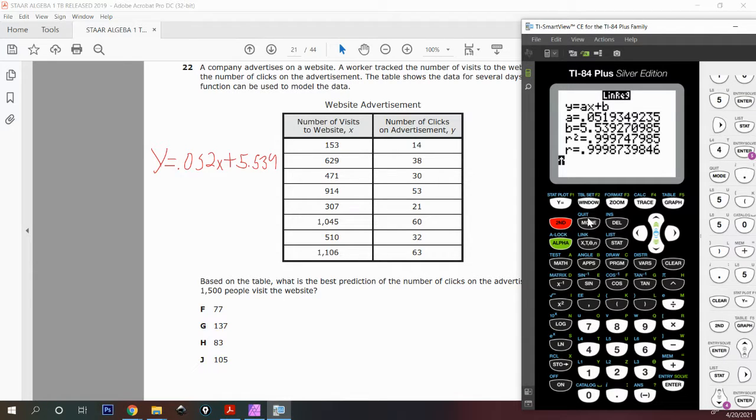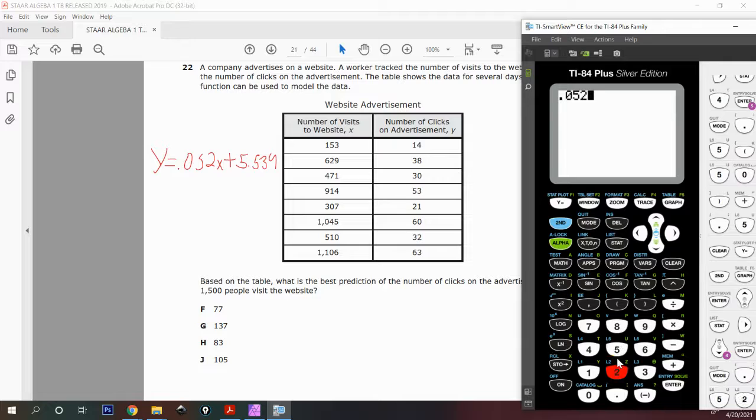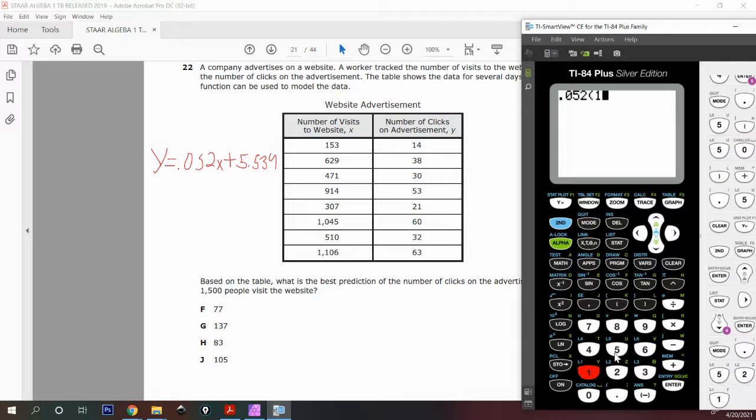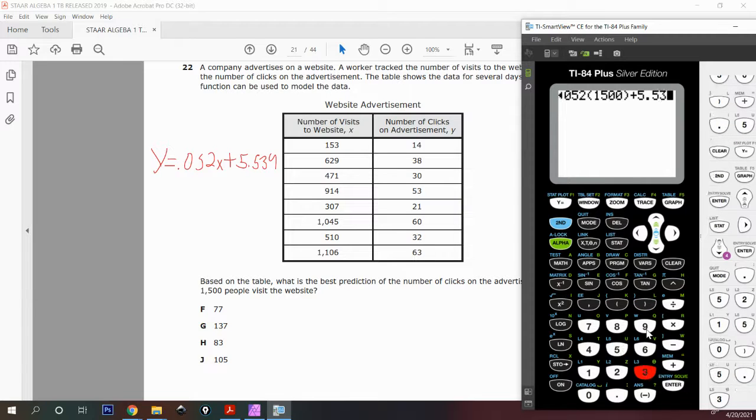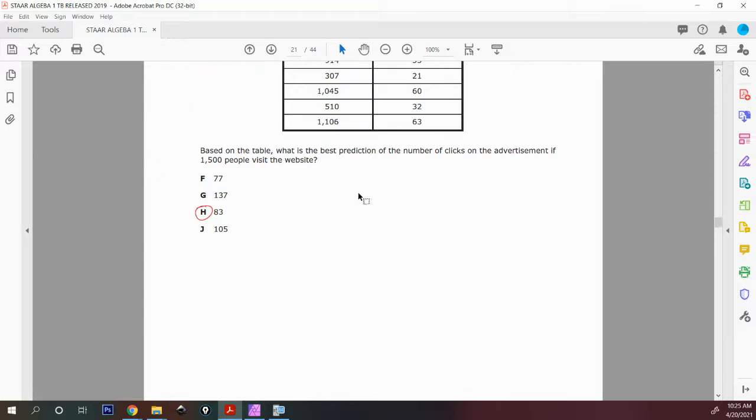Okay, we'll go back to my home screen. And now I'm going to replace this x with 1,500. So I'm going to do 0.052 times 1,500 plus 5.539. Press enter. All right, I get an answer of 83.5. So this is based on the table, what is the best? So that means we're not going to get an accurate answer, but it's pretty close, 83.5 to just 83. So that one's going to be H.